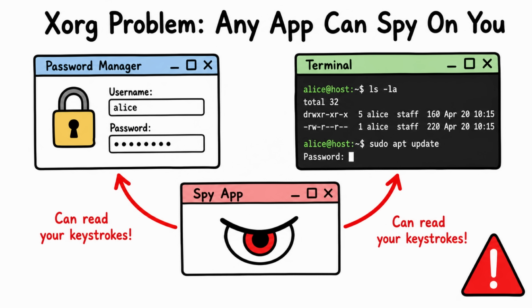Let me give you a real example of an Xorg problem. In Xorg, any application on your desktop can watch what you're typing in any other application. Your password manager, your terminal. A rogue app could spy on keystrokes across the entire system. Why? Because in X11's design, every window can listen to input events from every other window. That was fine in 1984 when trust was assumed, but in today's world, it's a serious security nightmare.